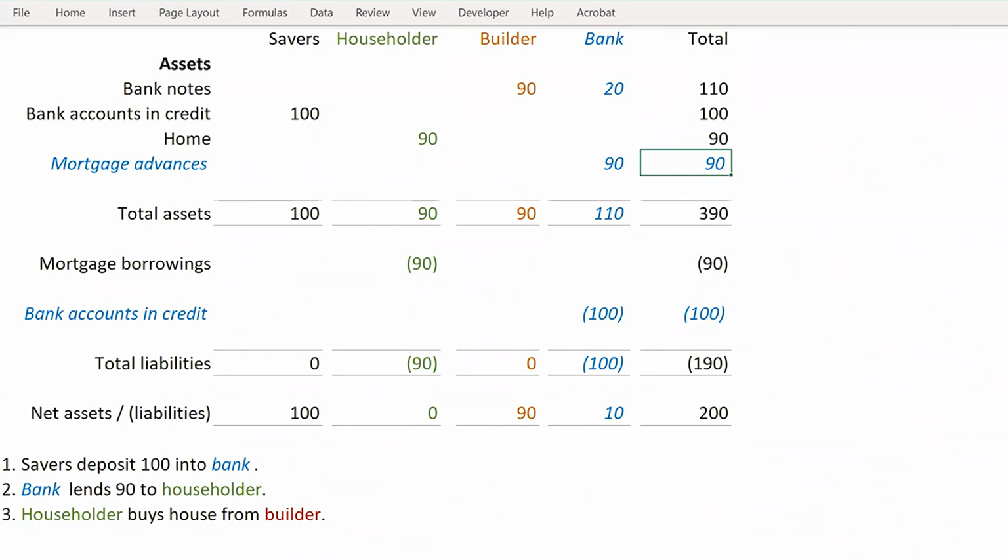So the householder owes back the 90, so that's the householder's liability, and the bank owes back 100 to the savers. But now in the economy, we've still got all the original cash, we've got some financial assets and liabilities, the bank account and the mortgage advance, the loan, and a home has been built usefully.